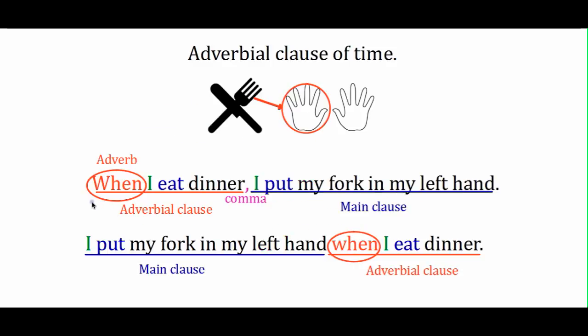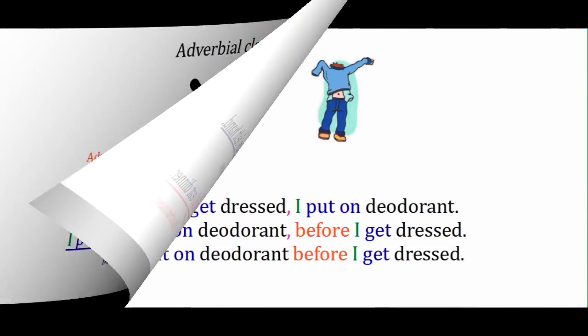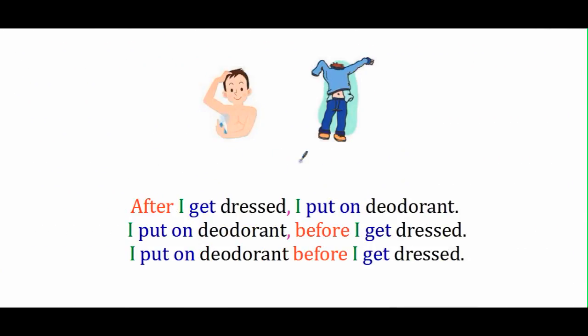So another example, when I eat dinner, the adverbial clause, I put my fork in my left hand, the main clause. The adverbial clause is first, so we use a comma. And if the main clause is first, well, I put my fork in my left hand when I eat dinner. There's no pause, okay? There's no comma. So now let's look at this example and decide which of these three sentences is correct.